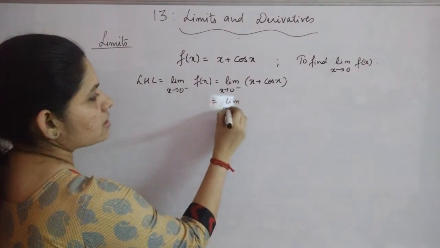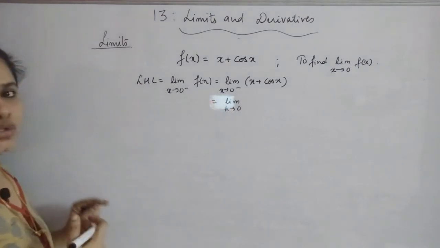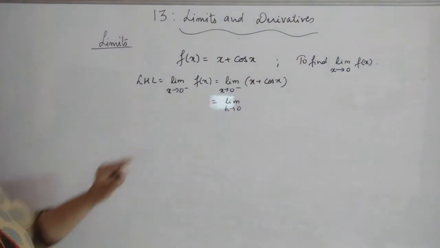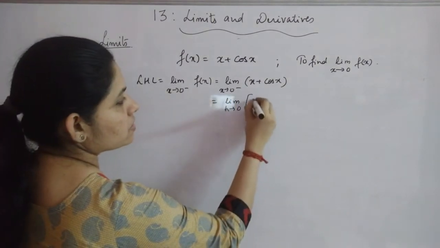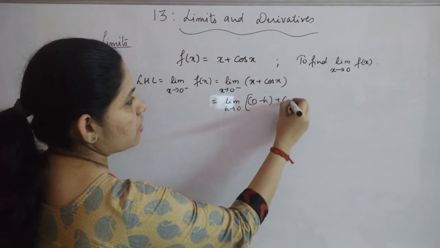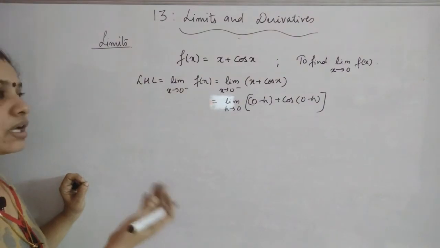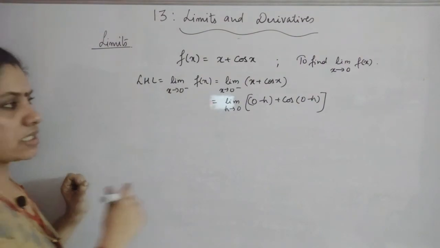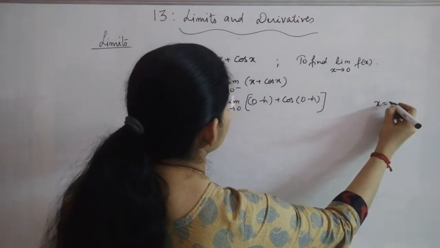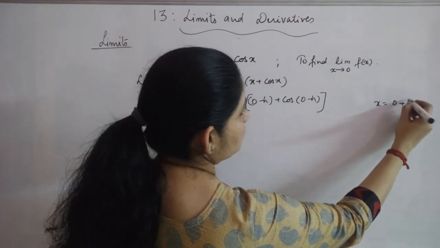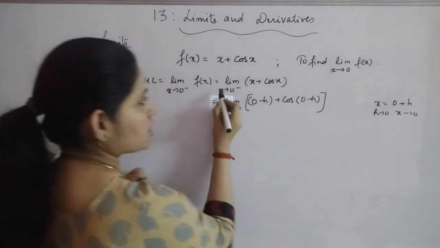Limit h tends to 0, and you will replace x with 0 minus h. So it will become 0 minus h plus cos of 0 minus h. So wherever you have x, you are replacing it with 0 minus h. You can just understand the concept like this. If you have x is equal to 0 plus h, when h tends to 0, x will tend to 0. That is x tends to 0 form.